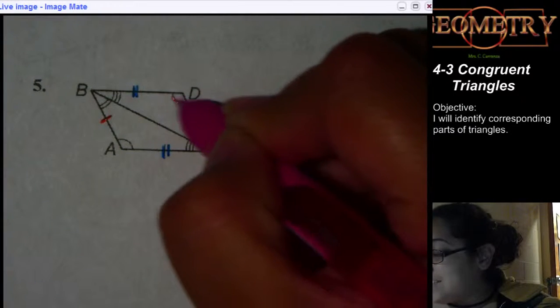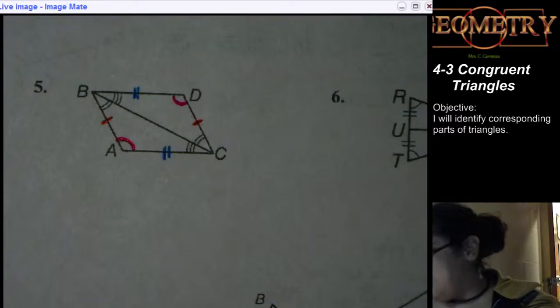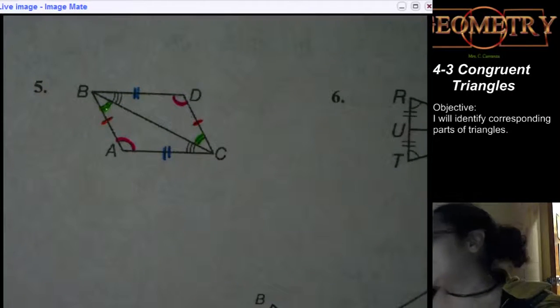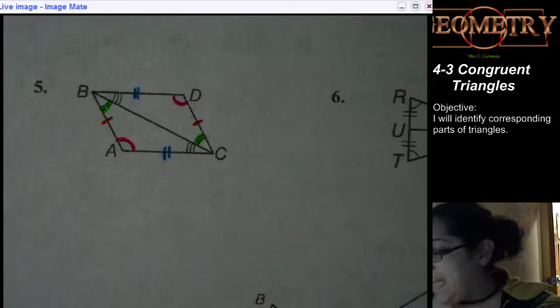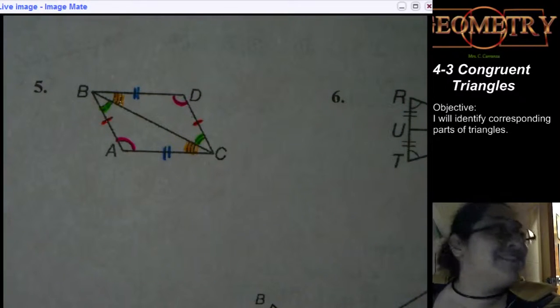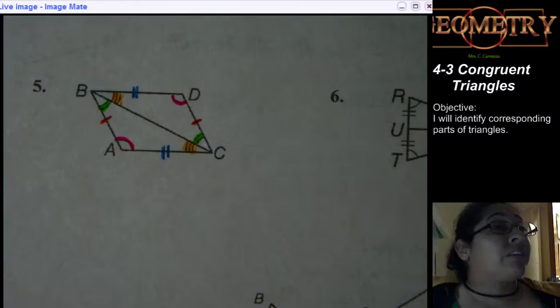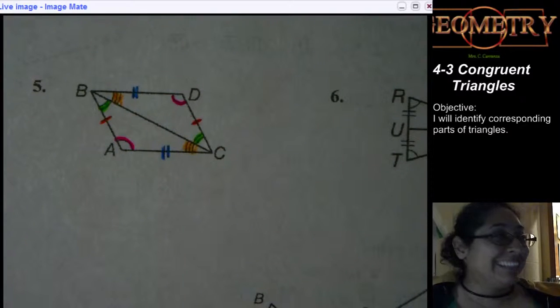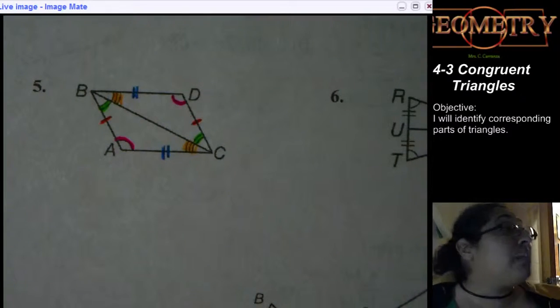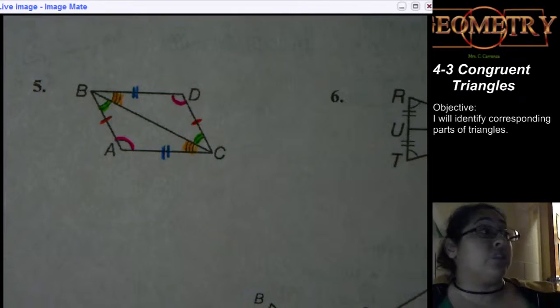I know that this angle is congruent to this angle because there's a mark there. And I know that this angle is congruent to this angle because there's a mark there. And I know that this angle is congruent to this angle because there's a mark there. So we have 3 pairs of angles congruent to each other and 2 pairs of sides congruent to each other.